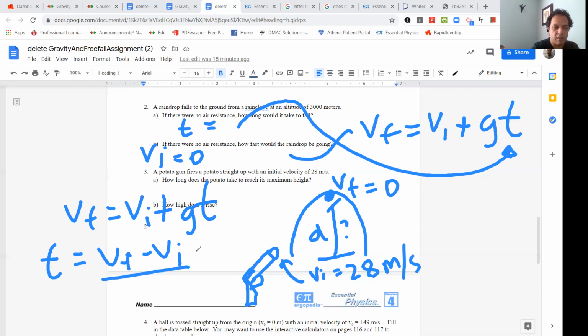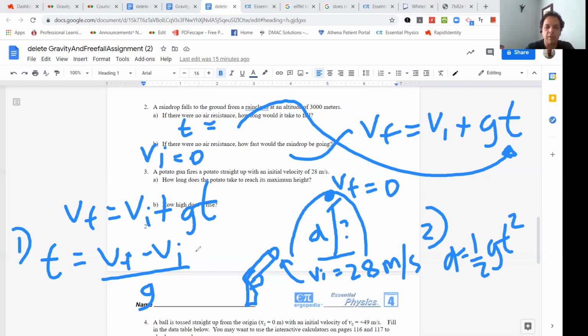Vi over g. So you're going to get time, and then you'll get distance. So this is first. And then part 2, you get distance, or b. How high does it rise? You use that time you just got, plug it in here. So they all depend on each other.